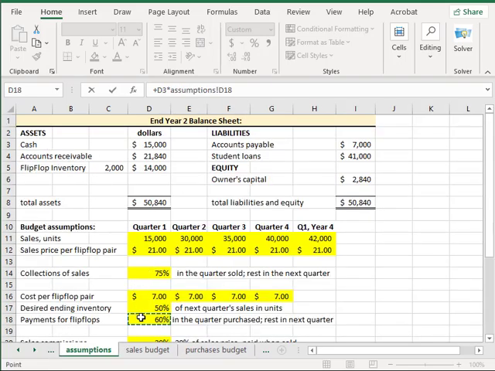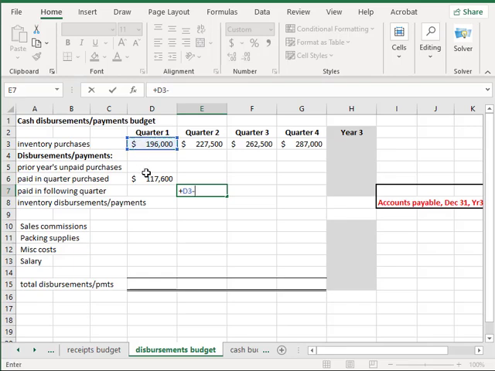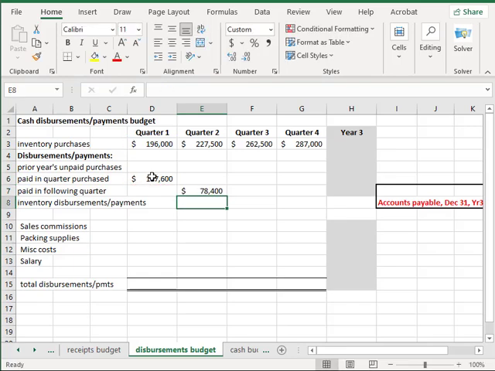60%. Notice I'm linking back to the assumptions page, not typing it in. I'm not hard coding. When am I going to get the rest? The next quarter. So these two added together is the 196. So that's when Q1 payments are paid for. This much is paid in Q1 and the rest is paid in Q2.